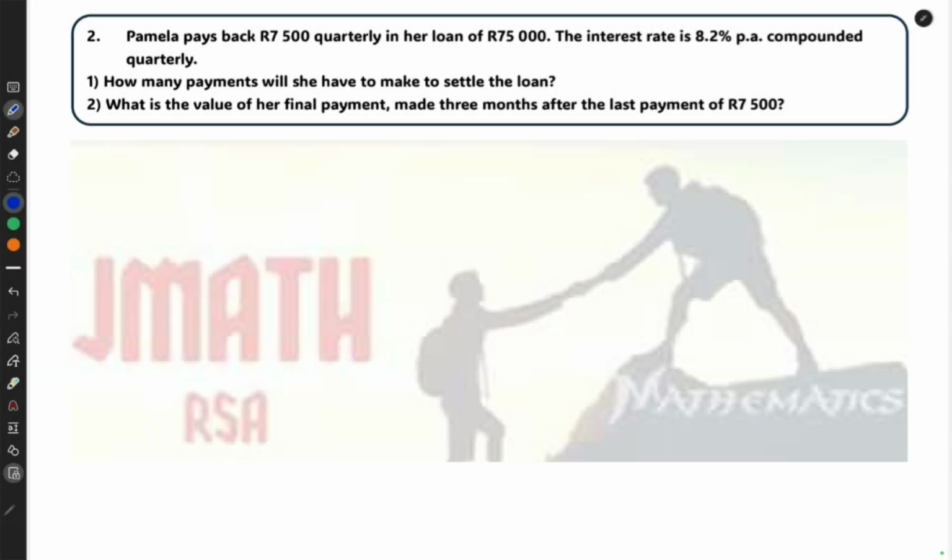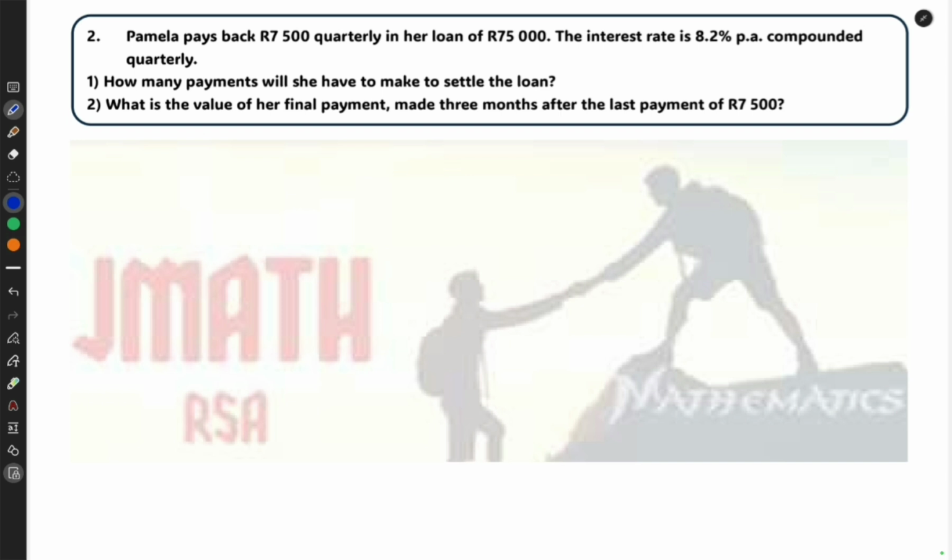Question 2. Pamela pays back 7,500 Rand quarterly on her loan of 75,000 Rand. The interest is 8.2% per annum compounded quarterly. How many payments will she have to make to settle this loan? And then what is the value of the final payment made 3 months after the last payment of 7,500 Rand?